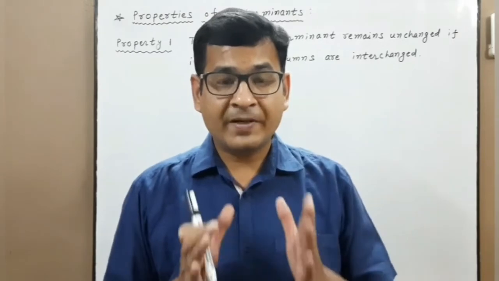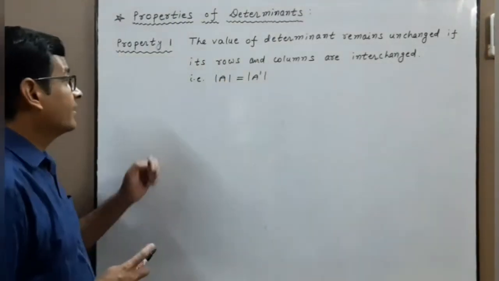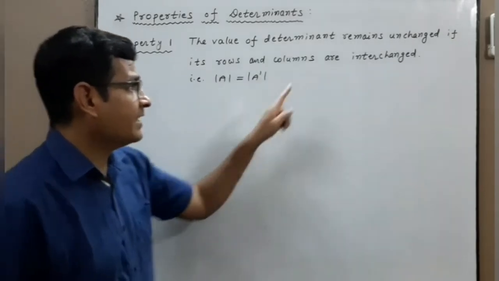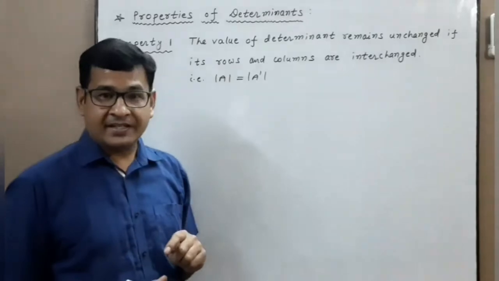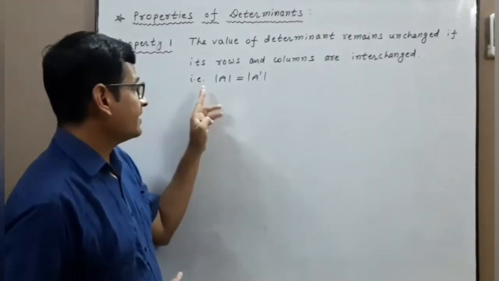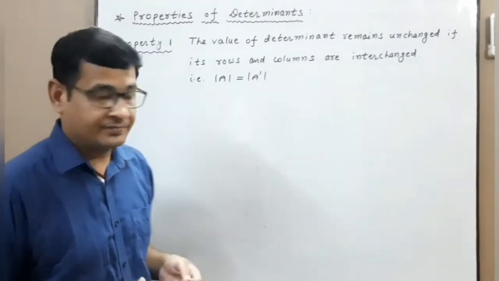Hello students, today we are going to discuss properties of determinants. Property number 1. The value of determinant remains unchanged if its rows and columns are interchanged. That is, determinant of matrix A equal to determinant of its transpose.